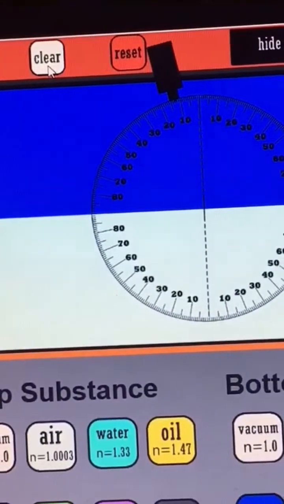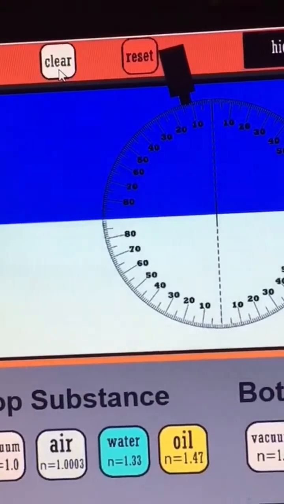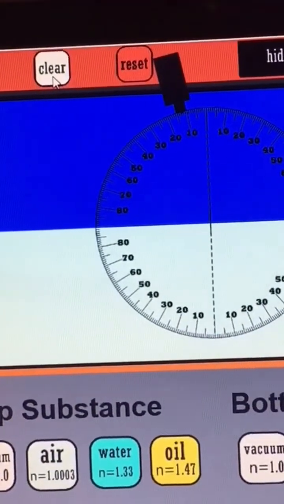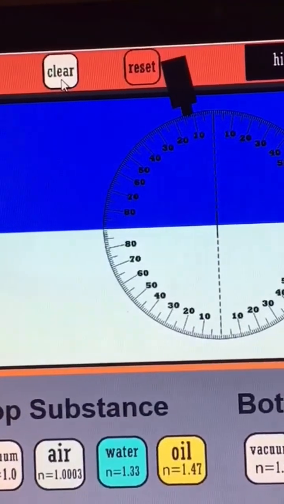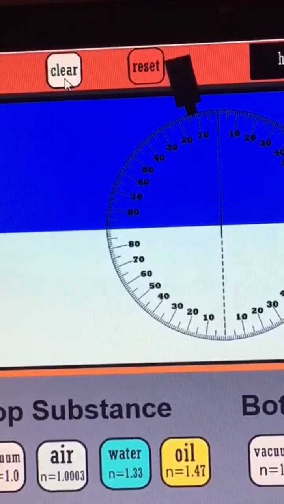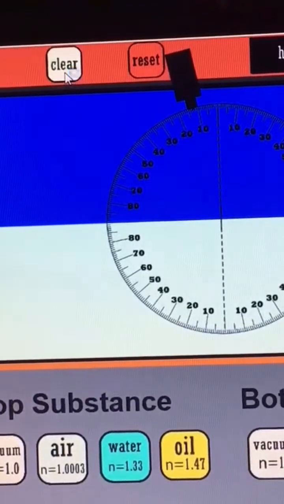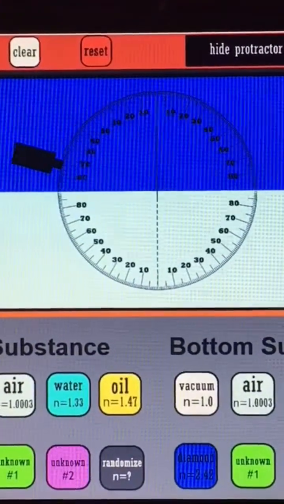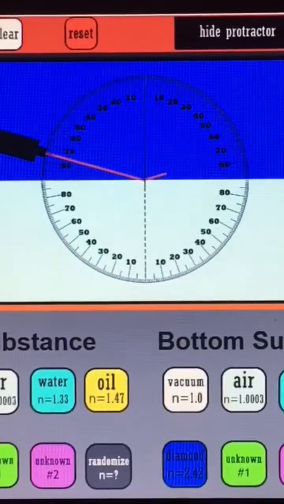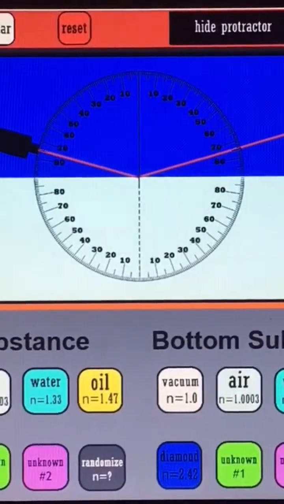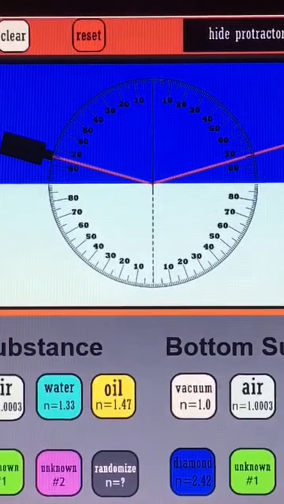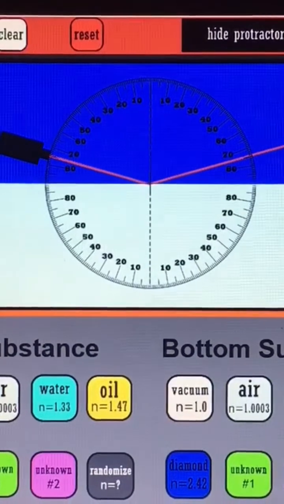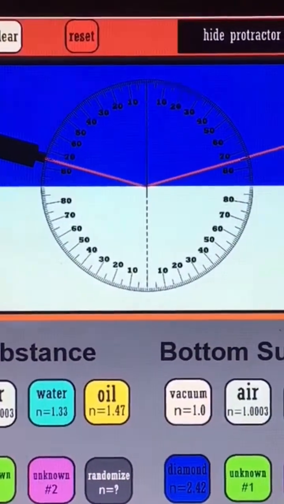In our experiment part 4, we changed the top medium to diamond and the bottom medium to air. The medium 1 index of refraction is 2.42, and medium 2 index of refraction is 1.003. Once we move our light, we will press go, and we will watch our light reflect, and you can see that our angle of incidence is 75 degrees, our angle of reflection is 75 degrees, and our angle of refraction is 0.